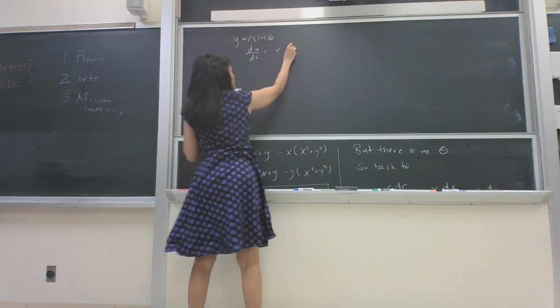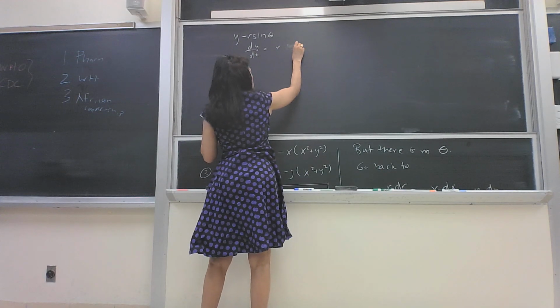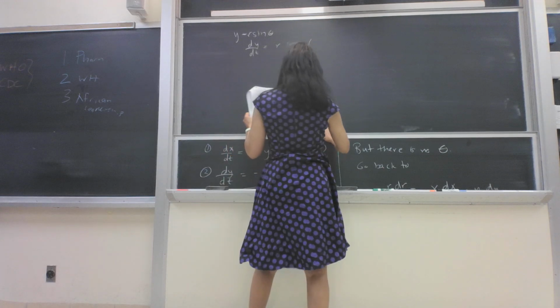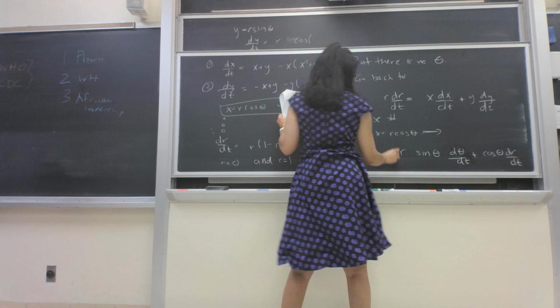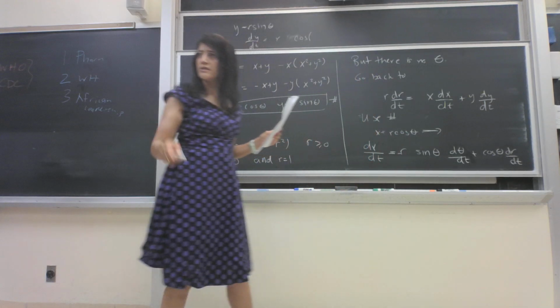I get first times the derivative of second is cosine. Did I get a minus sign wrong? The cosine's minus sign. Thanks a lot, Evan.